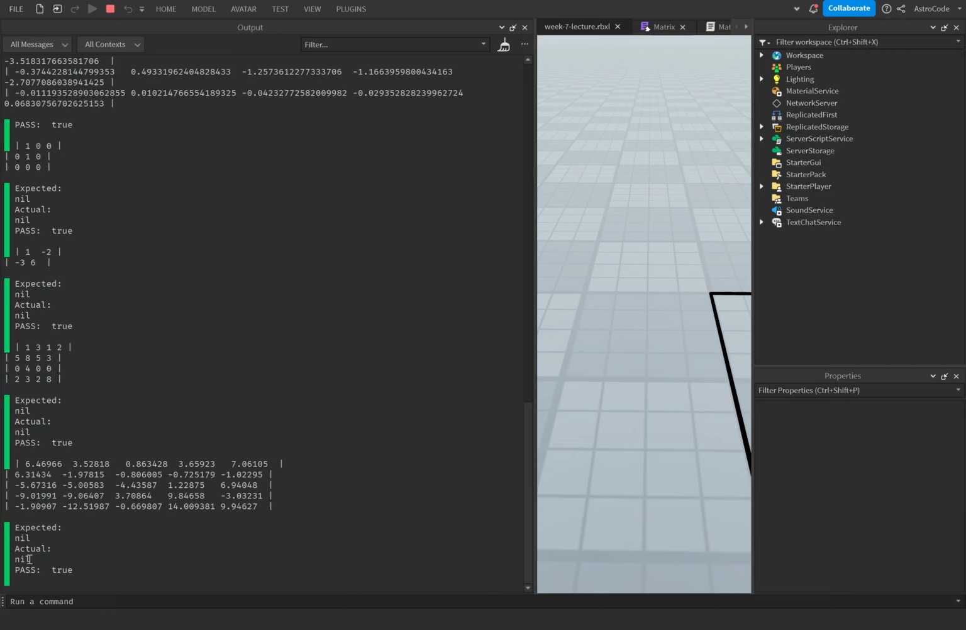So there you have it. That is computing the inverse of a matrix. That is the end of our side quest.